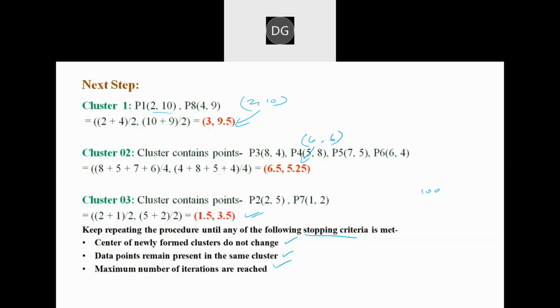So data points remains in the same cluster means here we are getting 4 points, right? Next time if I take different center also same 4 points should come. 8 comma 4, 5 comma 8 means same point should come. That is what it means. Okay, one time it is in cluster 2, another time it is in cluster 3 means changing, right? So it should have same 4 points, and the 4 same points should be same. Okay, that is what I mean.